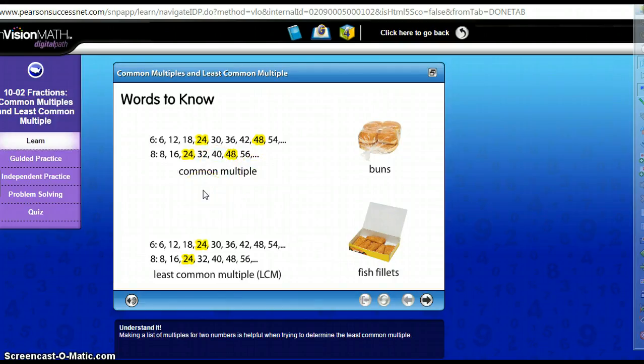Now remember, multiples are not factors. Factors of 6 would be 1 and 6, 2 and 3. Factors of 8 would be 1 and 8, 2 and 4. Okay? Factors are numbers that you multiply that go into a number. A multiple is the answer that you get when you're multiplying.